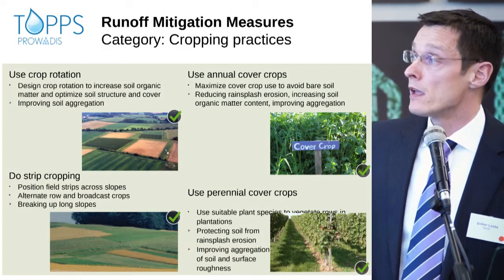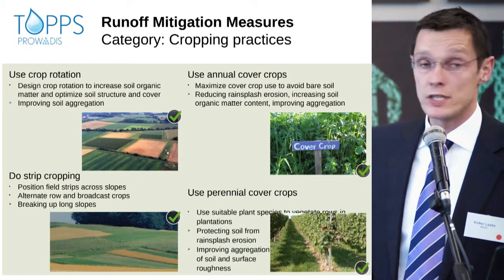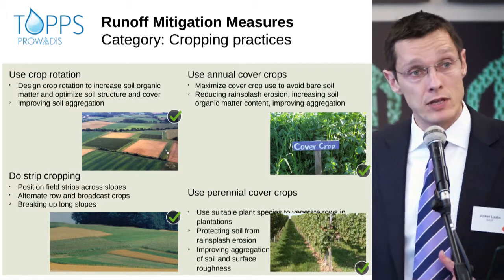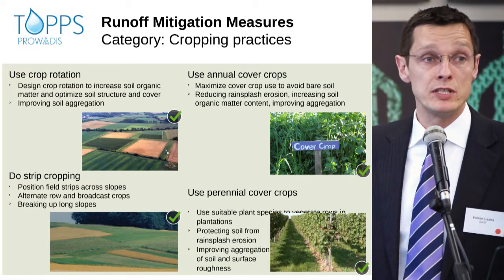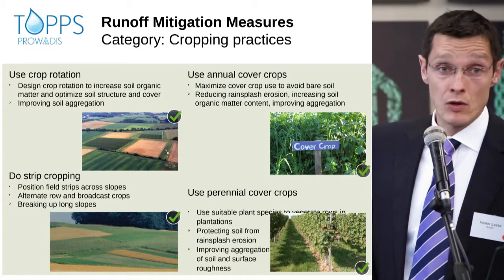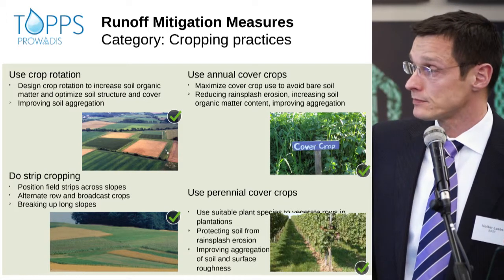Moving to the next cluster or category for our runoff mitigation measures, it's about cropping practices. Here, of course, one of the main aims is to have a good crop rotation in place, where we also have a very good aggregate structure developing in the crops or on the field by having deep rooting crops once in a while, or also managing the organic matter this way, and always have a good dense vegetation cover.